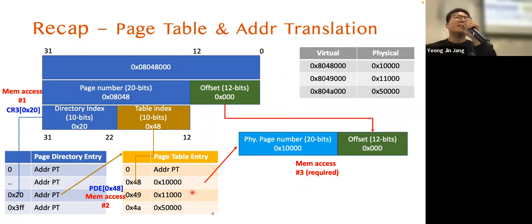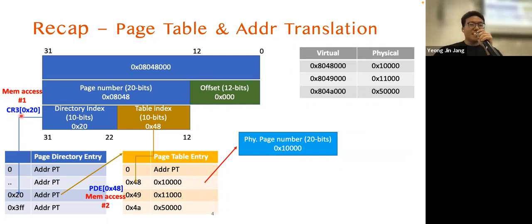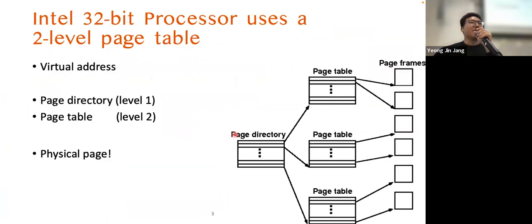And there is another question from the audience: CR3 is just like an array? CR3 is not an array, it's just one register, a 32-bit register. So it only stores the address of the page directory.